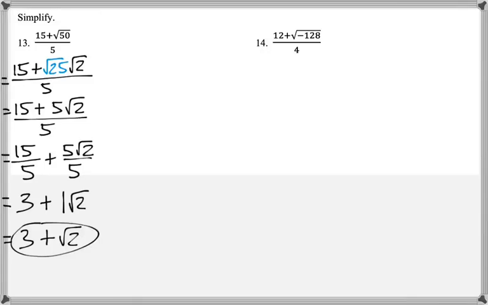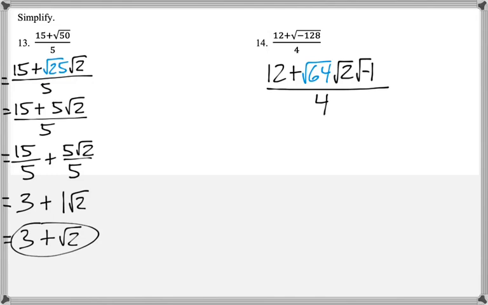My first step on number 14 is going to be to split up that radical. So the largest perfect square that divides into 128 is 64. So 64 goes into 128 two times, and then I still have that negative sign there. So the square root of 64 is equal to 8, and the square root of negative 1 is i.